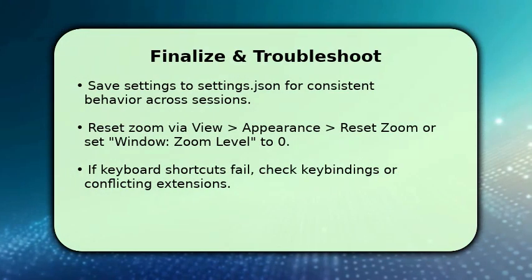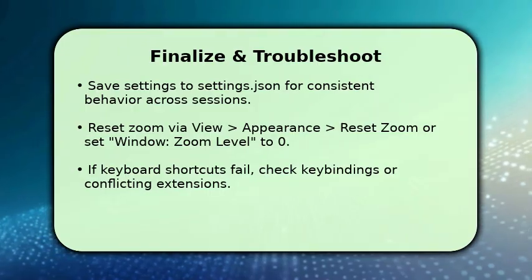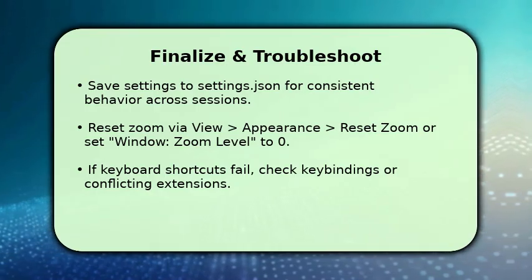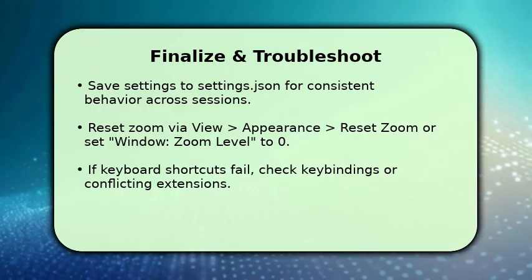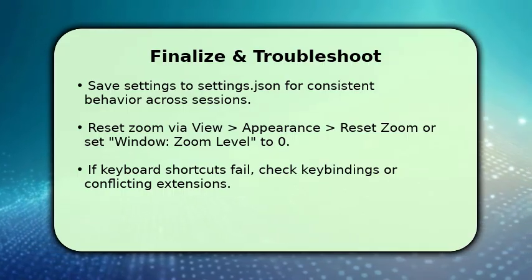Finish by saving your chosen values so they persist. Open Settings, JSON and confirm Editor Font size and window zoom level are set as you want. Once done, restart VSCode if behavior looks off. Most changes take effect immediately, but a restart clears extension conflicts.